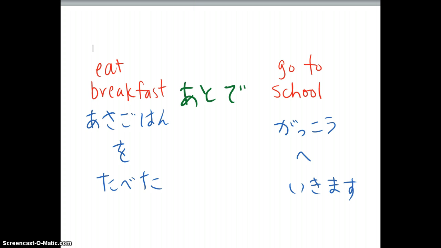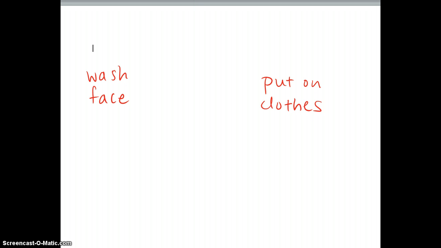So what does it sound like? Asa gohan o tabeta ato de gakko e ikimasu. Alright, let's try another. Press pause, give it a shot, see how you did.